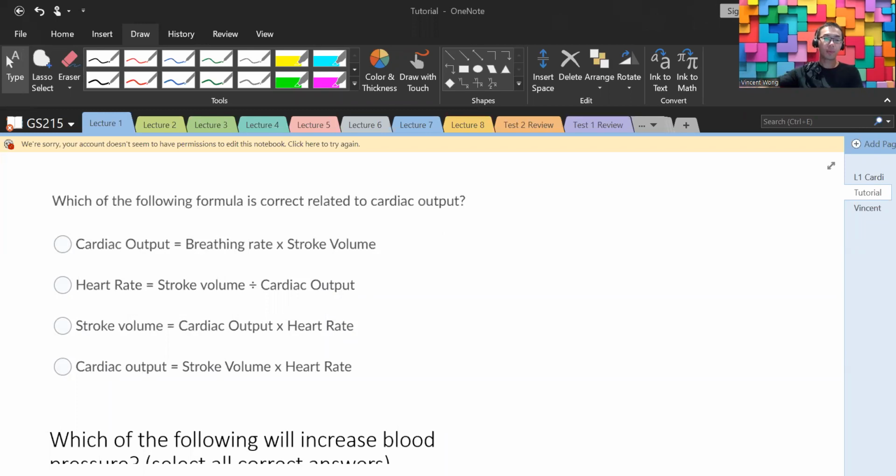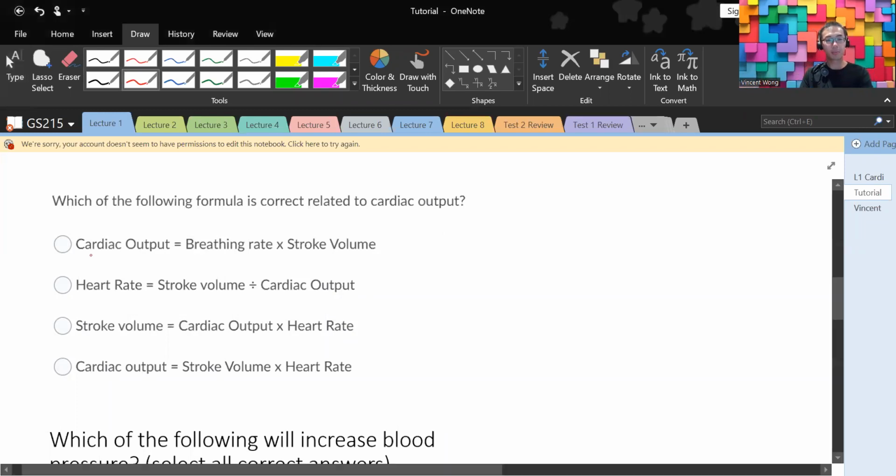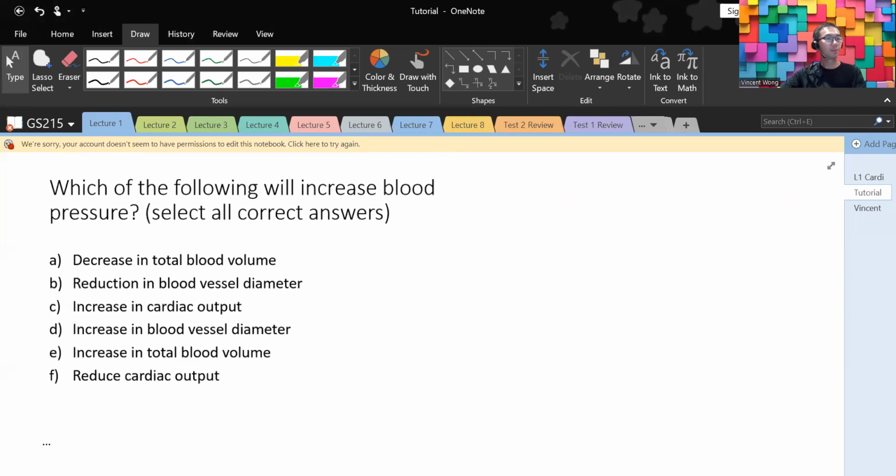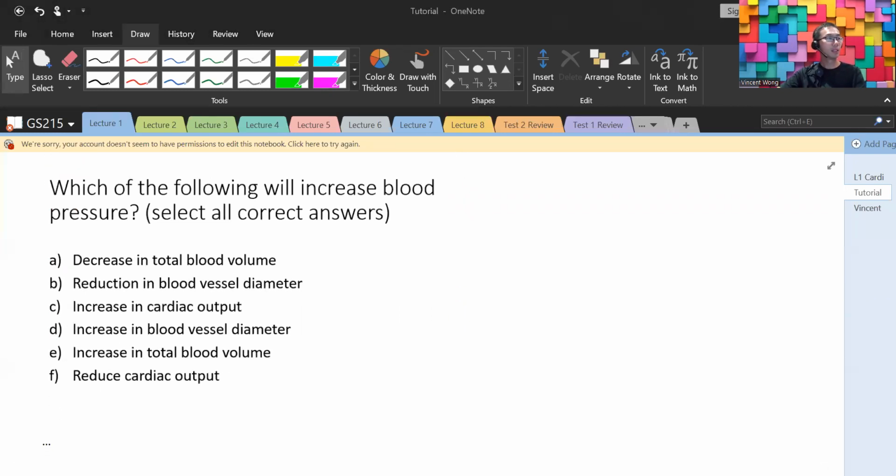Yeah, this one should be pretty self-explanatory. We did it just a moment ago. It would be number 4 right here. You should also know the unit for each of these things. So cardiac output, it's milliliters per minute, for example. You should be familiar with that. Okay, another one. Go ahead, please. This one has multiple correct answers.